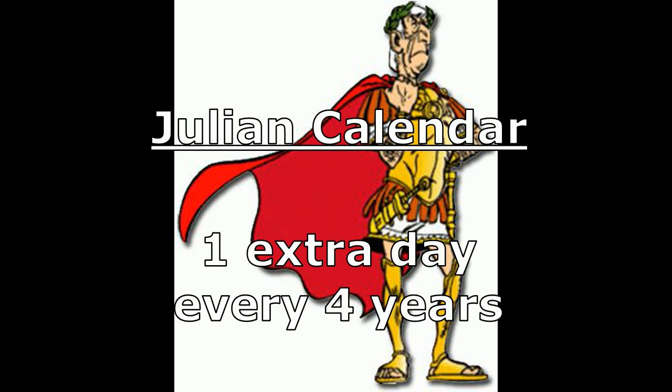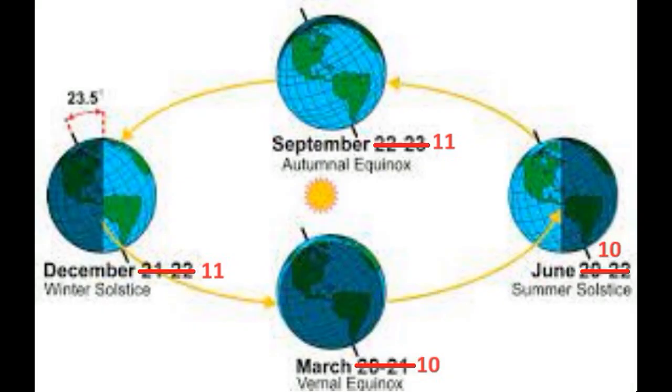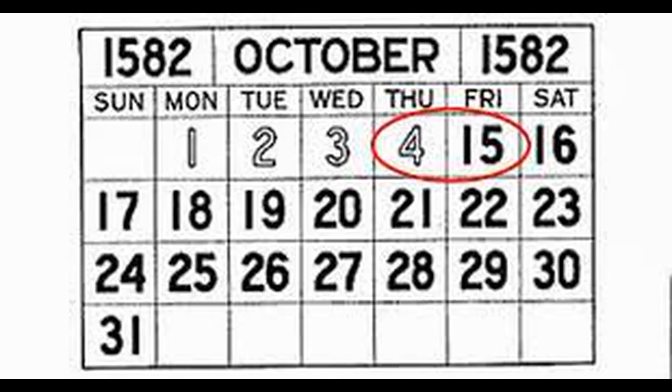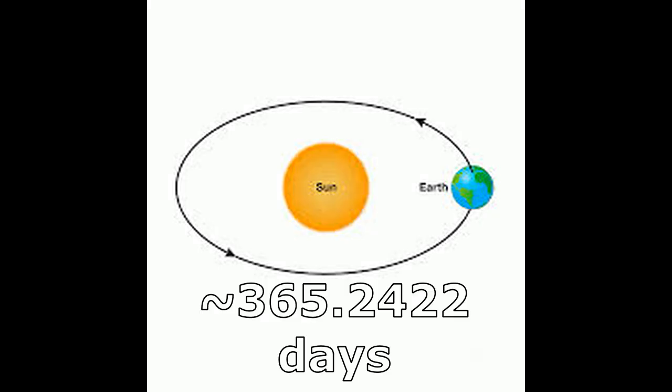Well, not quite. By 1582, the equinoxes and solstices were occurring 10 days earlier than intended. As a result, Pope Gregory decided to skip from Thursday, October 4th to Friday, October 15th, cutting out 10 days in the calendar. You see, it was determined that it actually takes 365.2422 days for Earth to orbit the Sun, slightly faster than the 365 and a quarter that Caesar came up with.